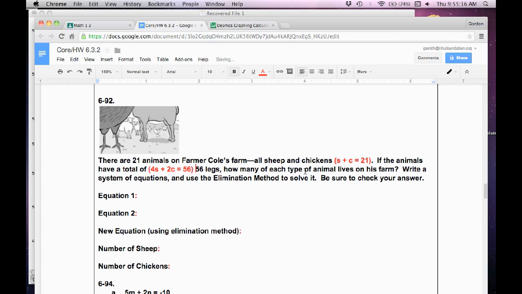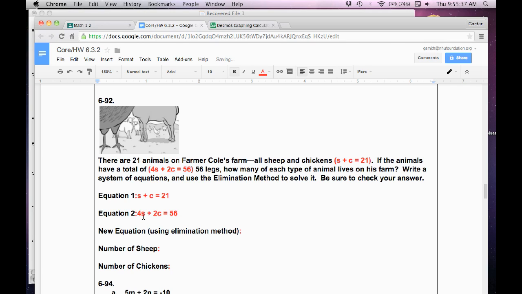Okay, so how many of each type of animal lives on this farm? We'll get to this by having our system here. So write a system of equations and then use the elimination method to solve it. Well, just as before, just like with the fairies and the dragonflies, reading contextually helps to set up the equations really well.